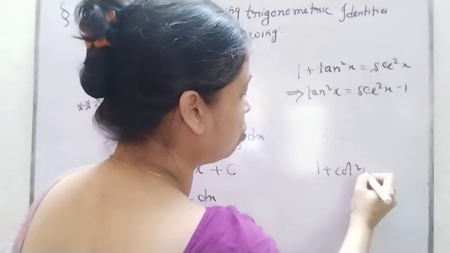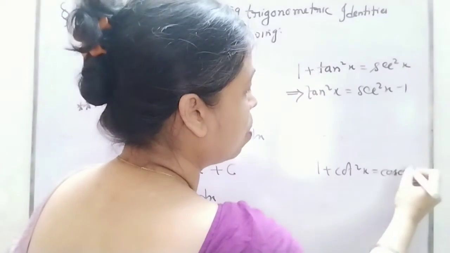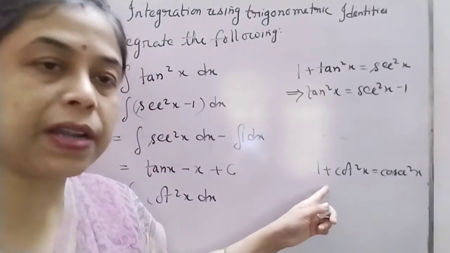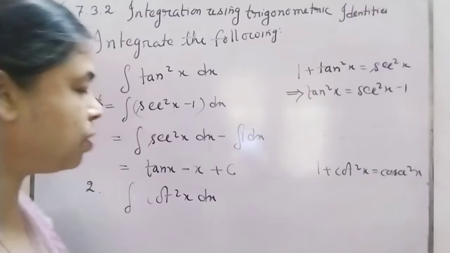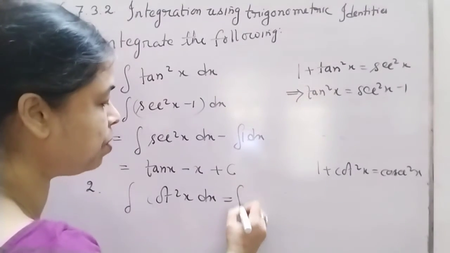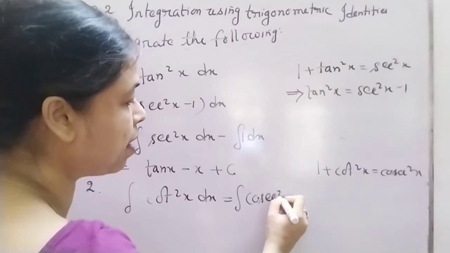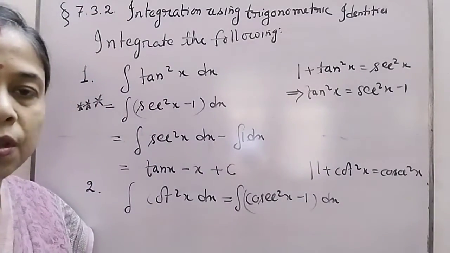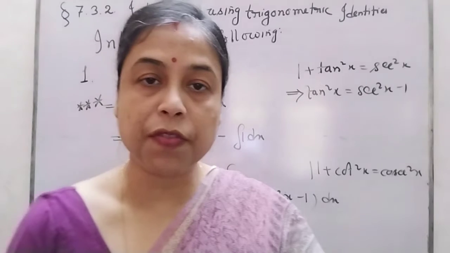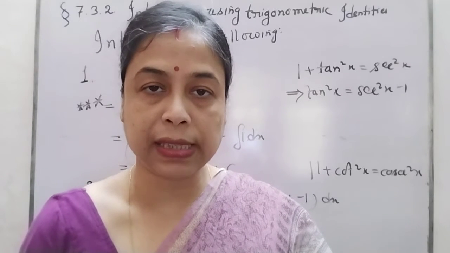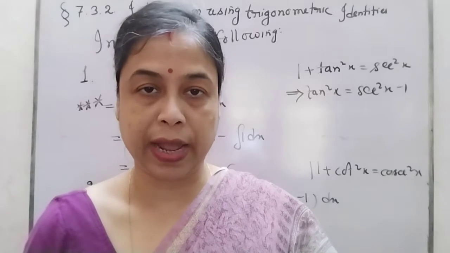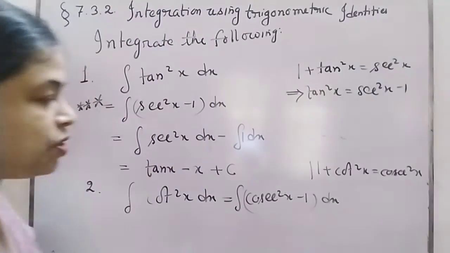1 plus cot square x equals cosec square x. This is the trigonometric identity you know. So you convert cot square x in terms of what? Cosec square x minus 1. That means I am going to change it. Can I convert it to cosec square x minus 1 into dx? Hope you understand why I am converting it in terms of cosec square x. Yes, because you know the integration of cosec square x.